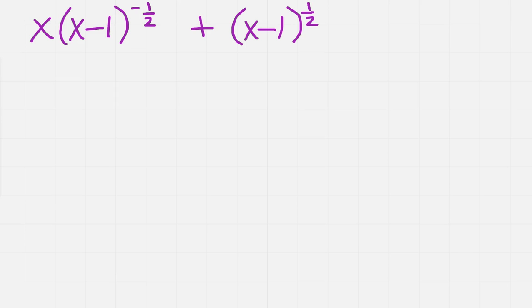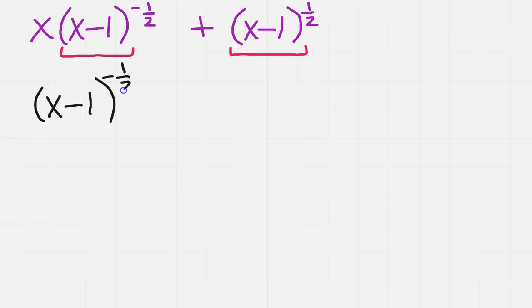And so when I'm looking at this, I notice that each one of them has this x minus 1. And that is your common factor. So I'm going to take x minus 1. Now if you remember what we did before, we took the smaller exponent and that's what we factored out. So the smaller of the two exponents is going to be negative 1/2. Now, the only thing missing from this term is an x plus.